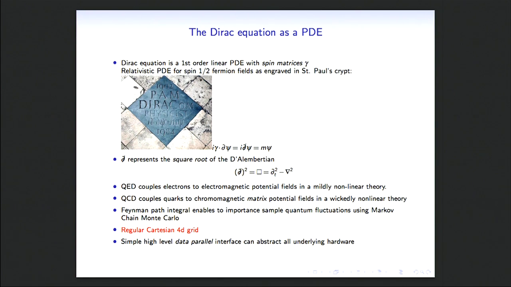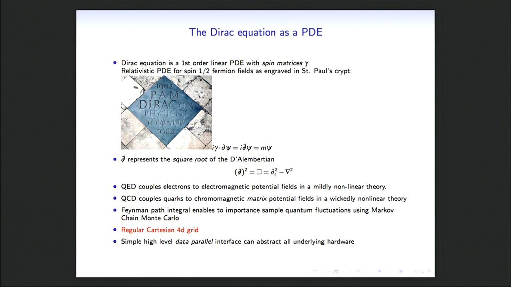In the presence of the electromagnetic vector potential, this couples electrons to electromagnetism, producing the quantum field theory QED. And the theory we're interested in, this is a mildly nonlinear theory, so it generates a Coulomb potential, all of physics, chemistry, engineering, material science, you name it. But in the case of QCD, it generates a wickedly nonlinear theory that confines quarks inside the proton, called quantum chromodynamics, which is only amenable, therefore, because it's so strongly nonlinear, to numerical simulation.